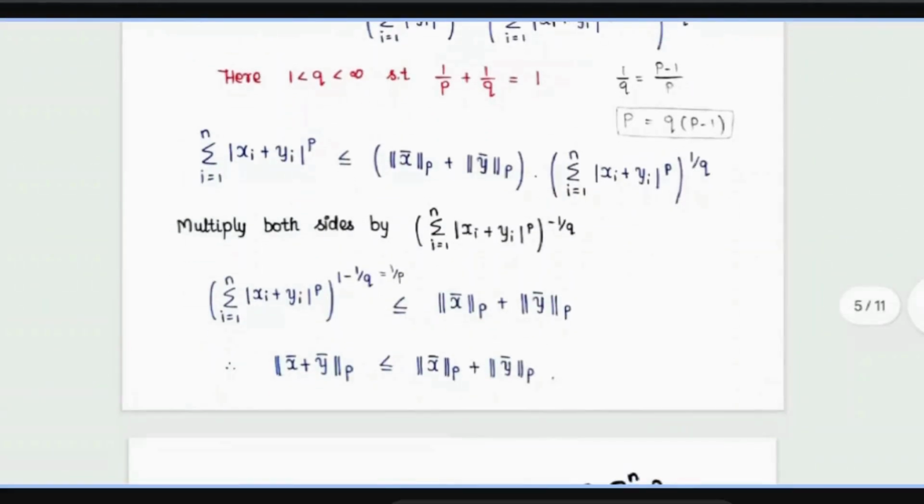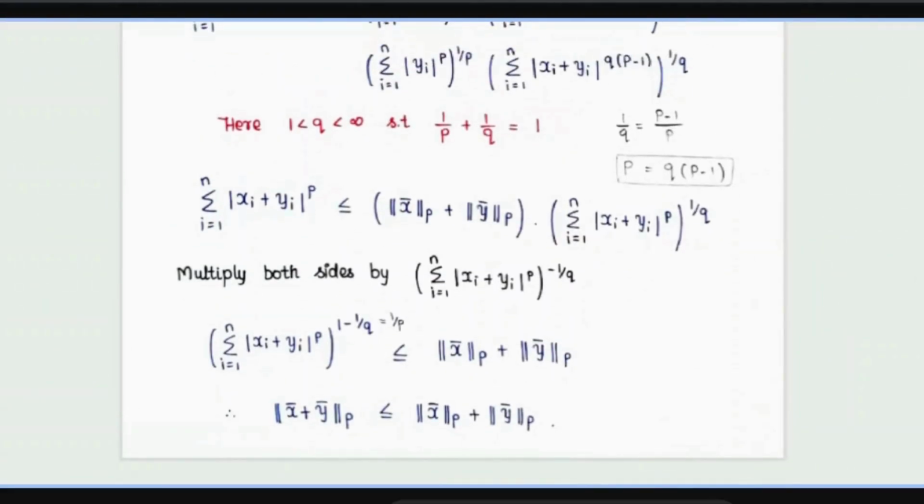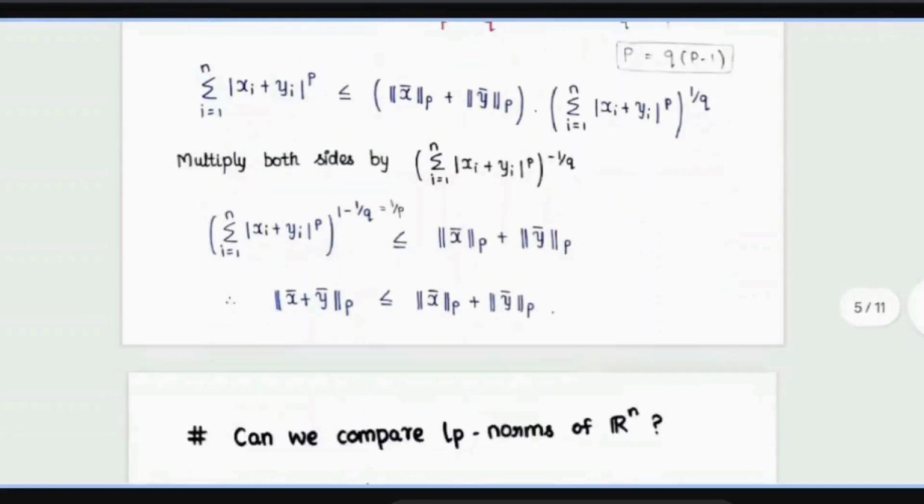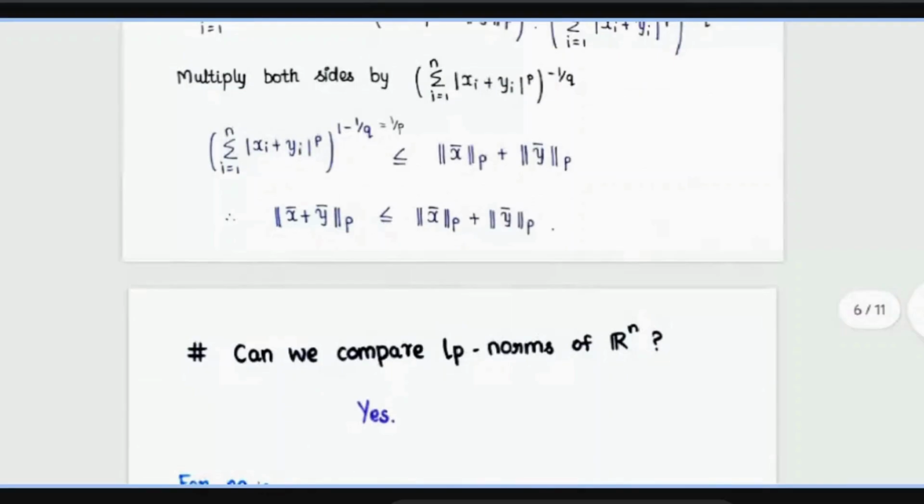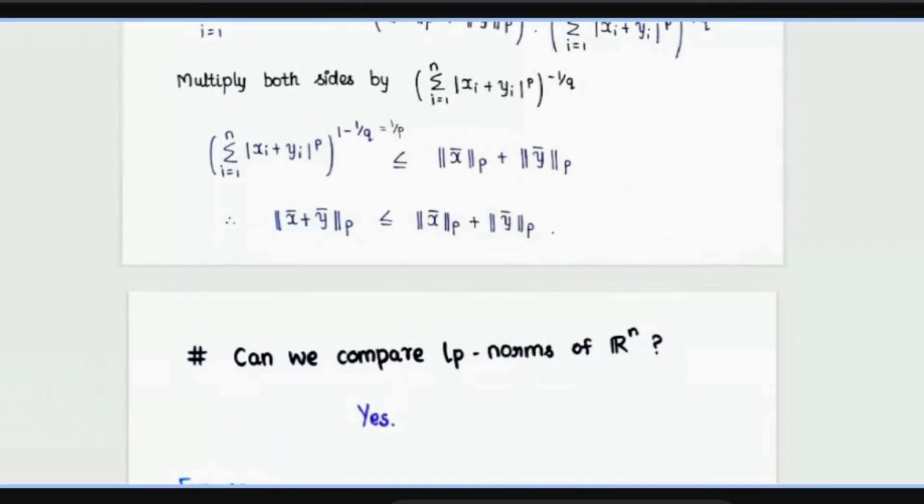Now we have verified the norm properties for the Lp norm. We defined Lp norms for p from 1 to infinity. So can we compare these norms? Is there any relation between these norms? Let's see.